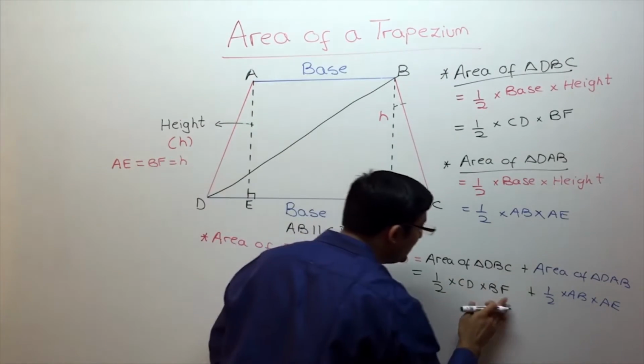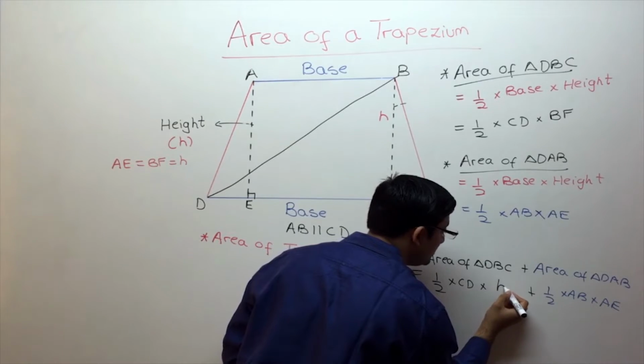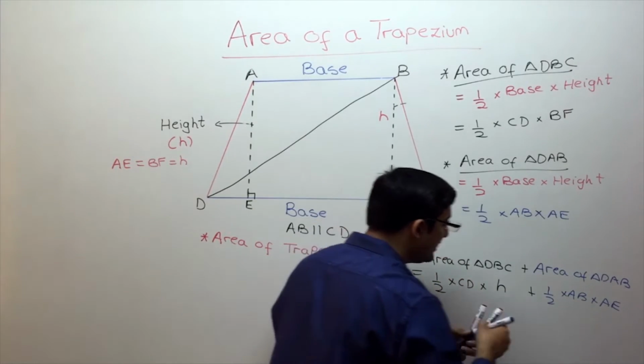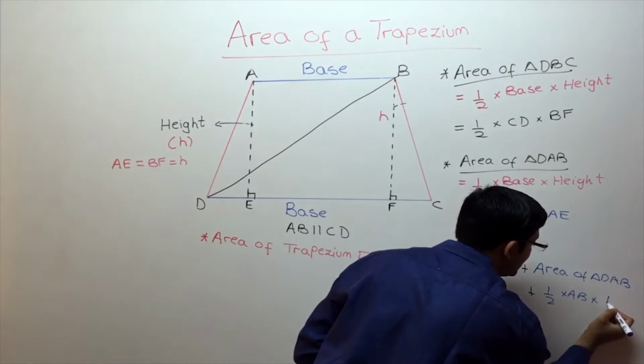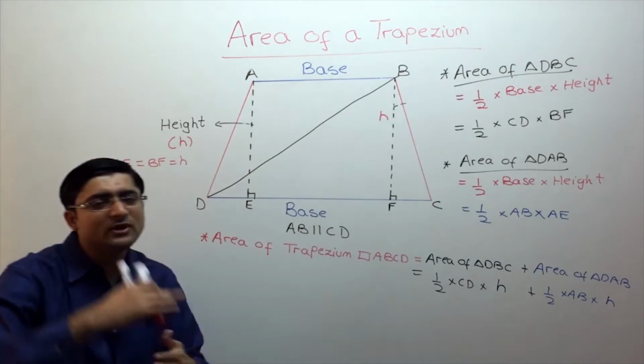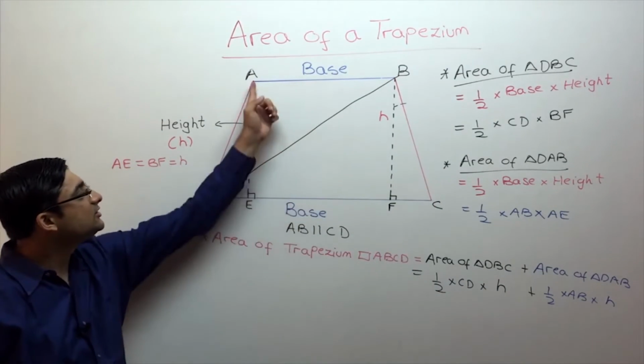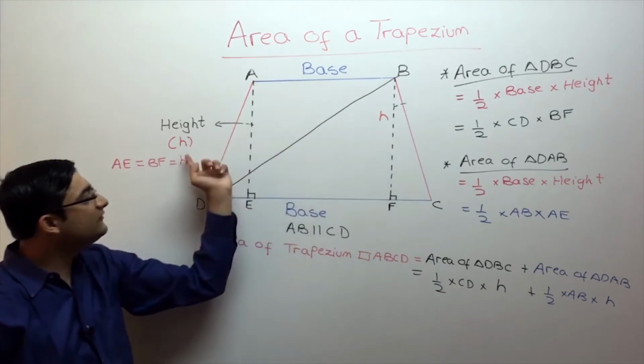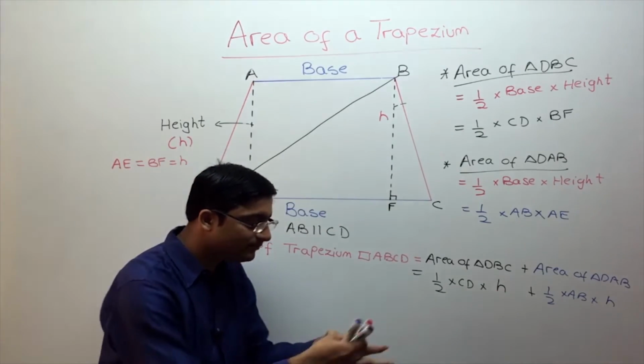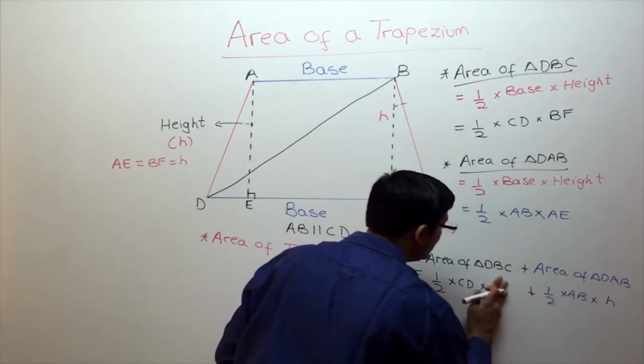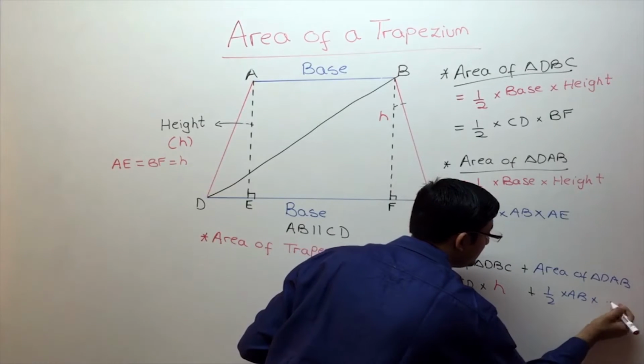So we can replace BF over here by H and we can replace AE over here by H, right? So distance between two parallel lines is always the same. So AE is equal to BF is equal to H. So I replaced it by H. Let me write it in red so you don't forget.